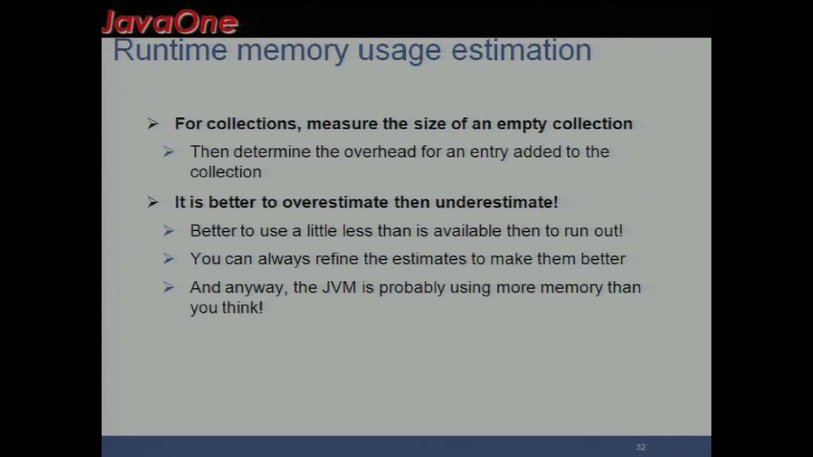And it's really important to always, if you can't get it exactly right, overestimate rather than underestimate. Because it's better to just use a little bit less than you otherwise could than to run out and get an out-of-memory error. And you can always refine your estimates to make them better using the techniques we've discussed. And most likely the JVM is using more memory than you thought it was anyway.